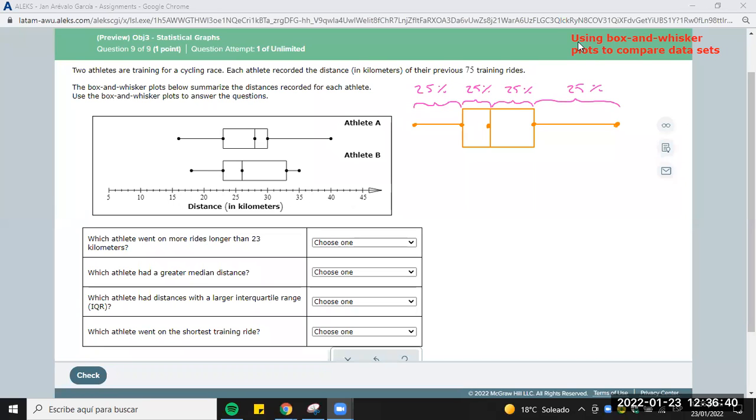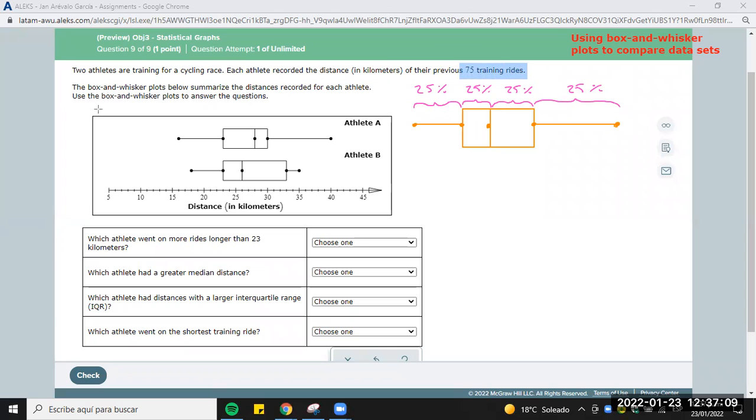Hello guys, this is using the box and whisker plot to compare datasets. In my case, Alex gave me this situation about two athletes that are training for a cycling race. It says that each athlete recorded the distance in kilometers of their previous 75 training rides. So this is an important part, guys. Both of them recorded 75 of their training rides.